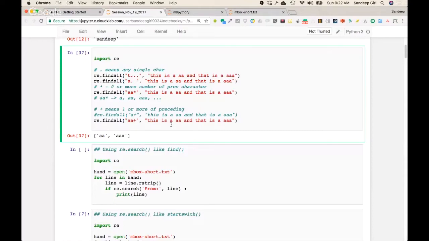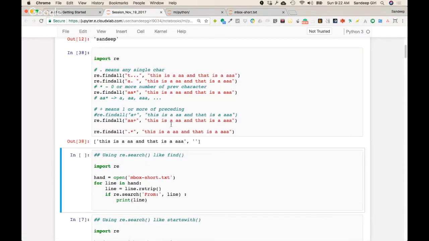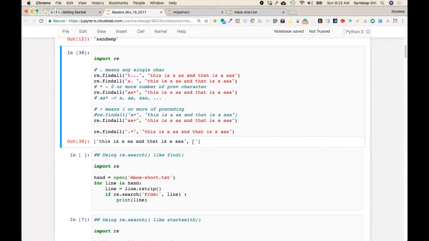Good. So if we say dot star here, it'll match the entire line. It matched the empty line, as in no character, as well as the entire line. Dot means any character. Asterisk means zero or more of that character, called any character. That means it will match everything.